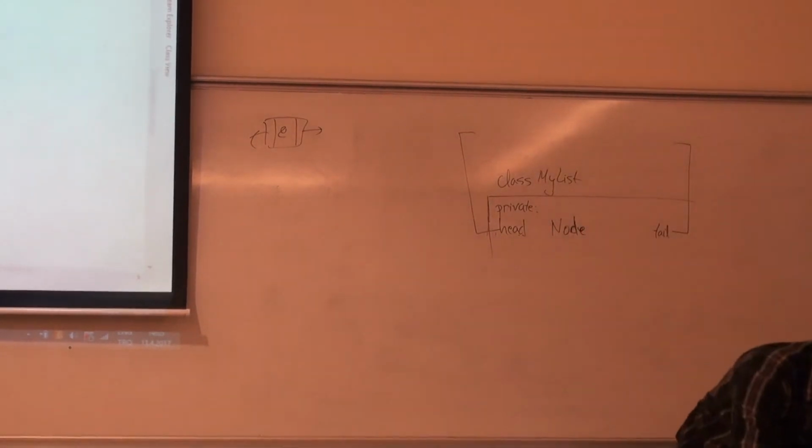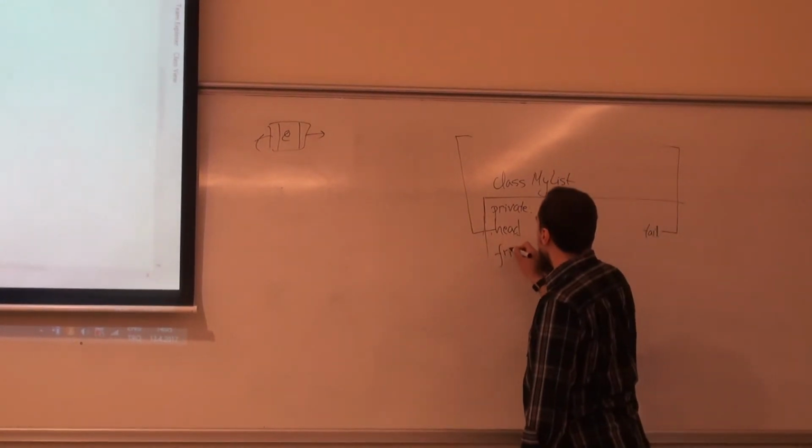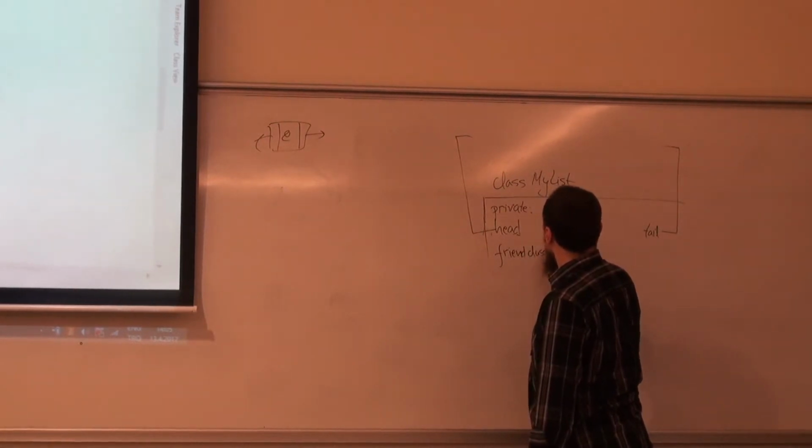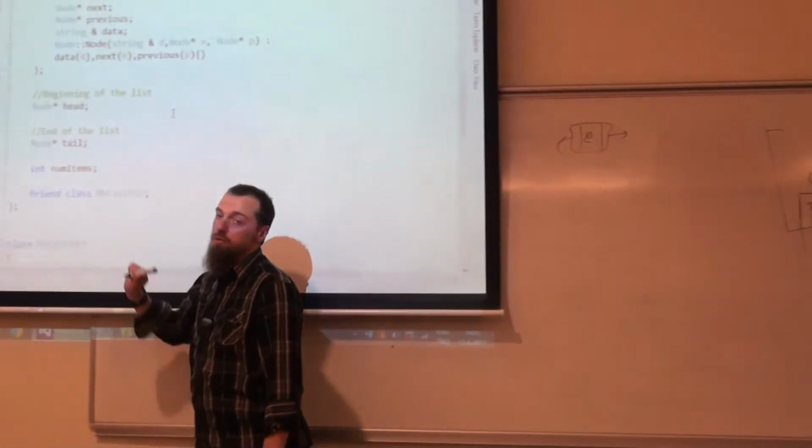Is this all for private? Yes, except for we have something friend. You remember friend functions. We have a friend class which is called myListIterator.